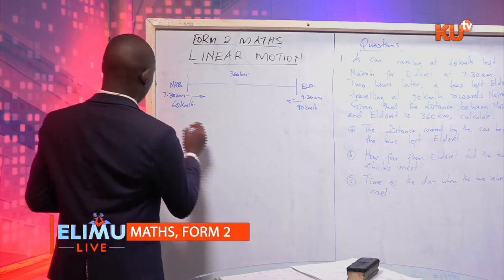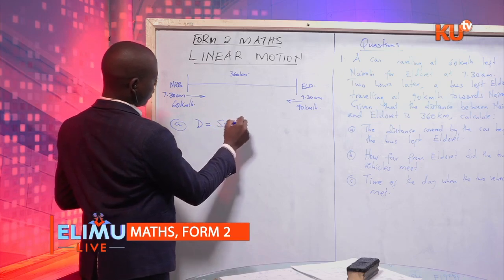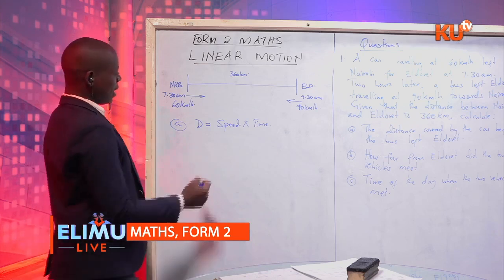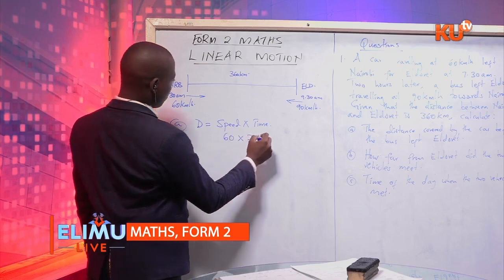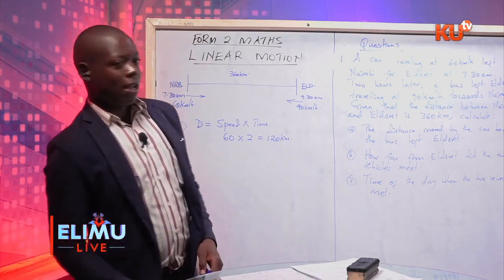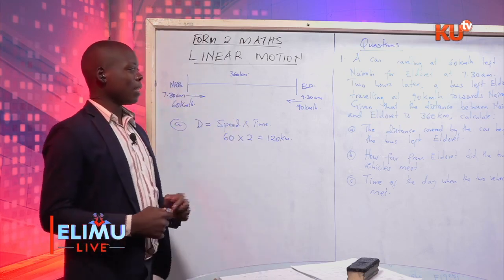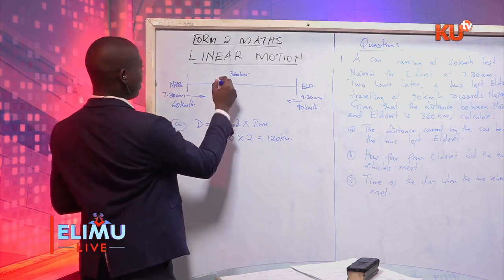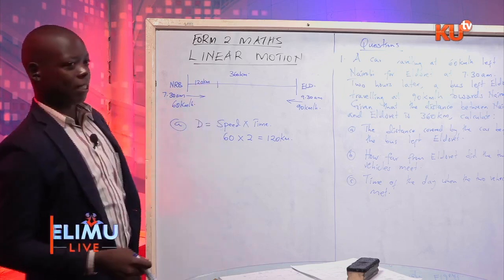So we go to distance is speed times time. The car had a time difference of 2 hours. So we take 60 kilometers per hour times 2 hours to get 120 kilometers. So it means the car had moved 120 kilometers before the bus left Eldoret. Let's now say on our diagram that this is 120 kilometers.